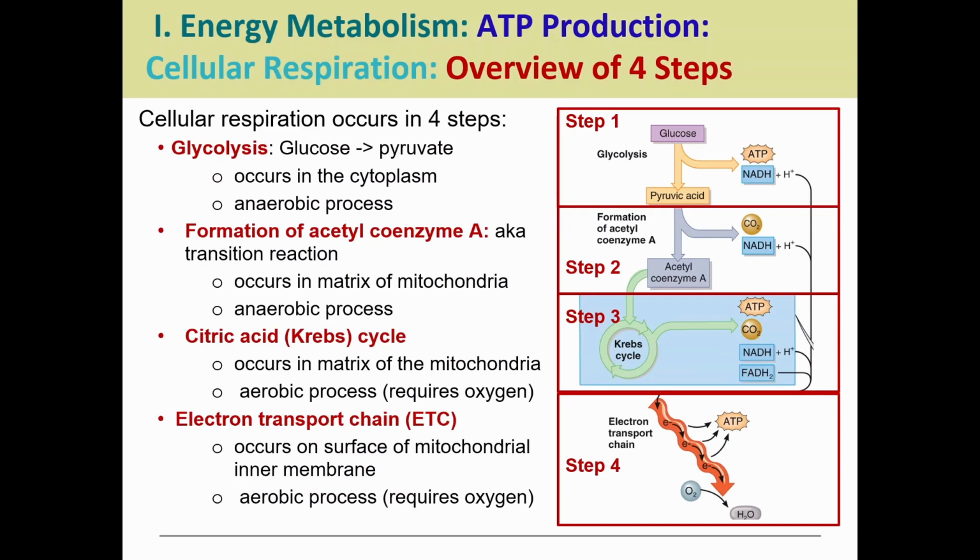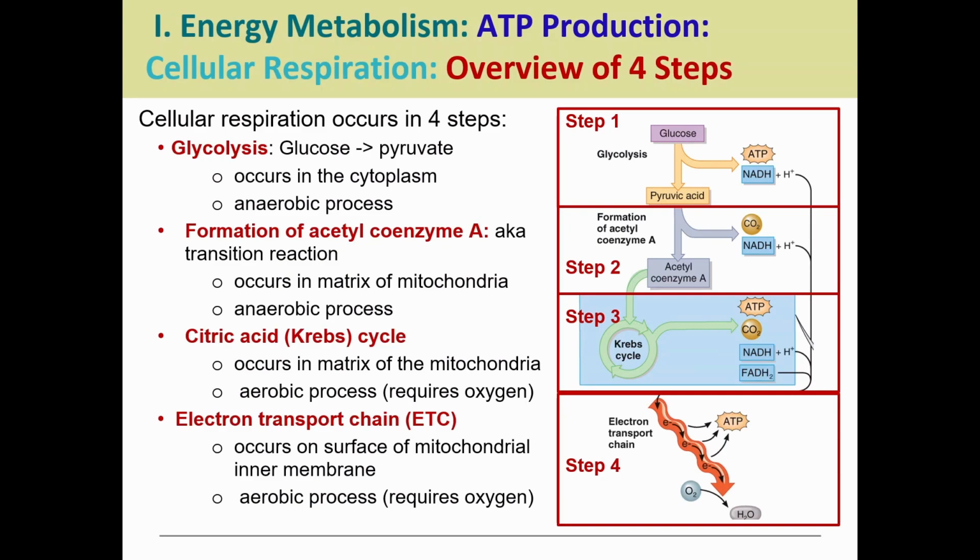The next step is we take that pyruvate, right, and we're going to join it with acetyl coenzyme A or acetyl CoA. You'll hear me call it acetyl-CoA since that's generally how it's known in its shortened form. This is going to be called the transition reaction. This is also anaerobic, so still no oxygen's required, and this happens in the matrix of the mitochondria, which basically means we're happening all kind of in between the membranes there.